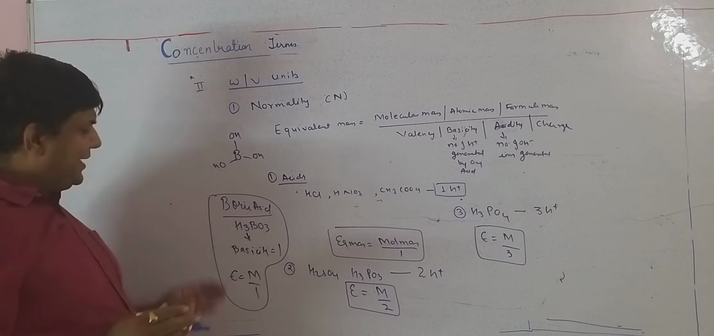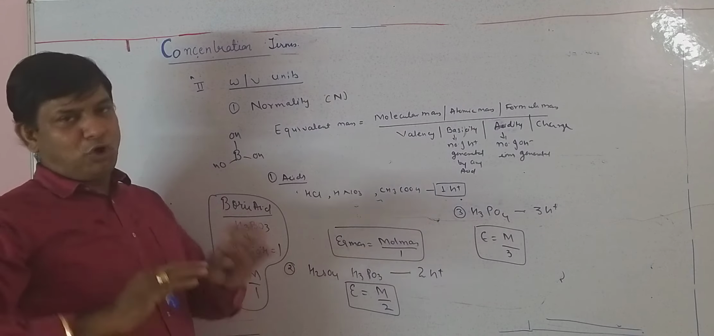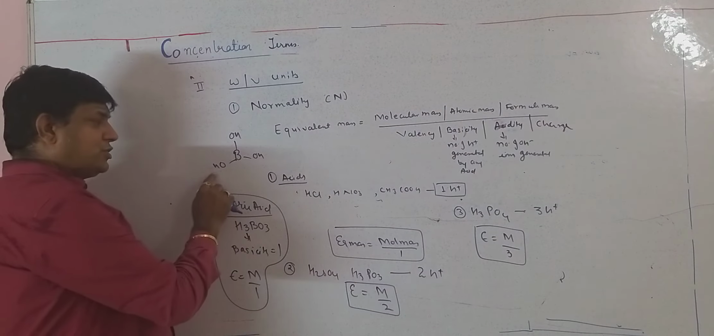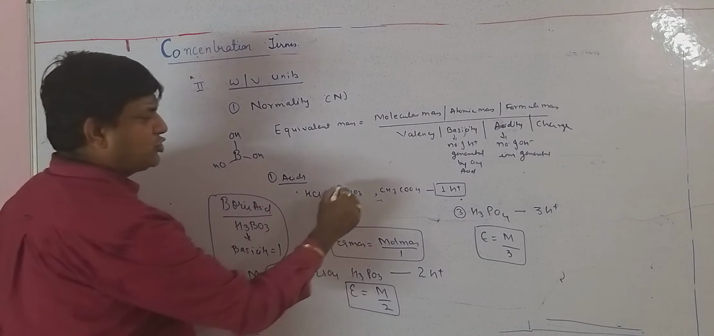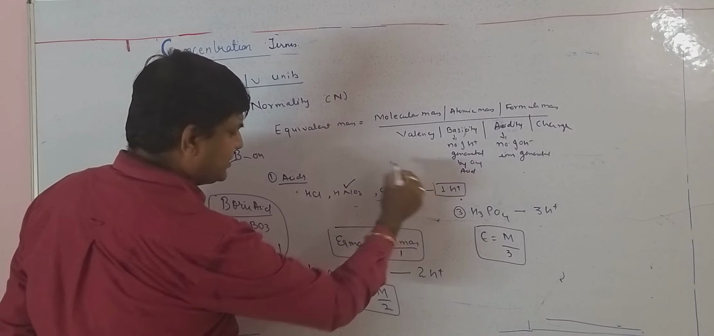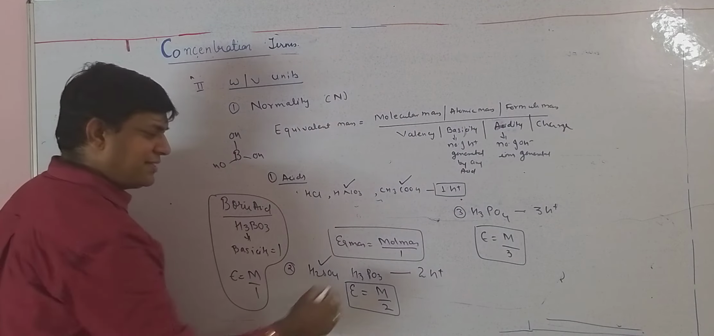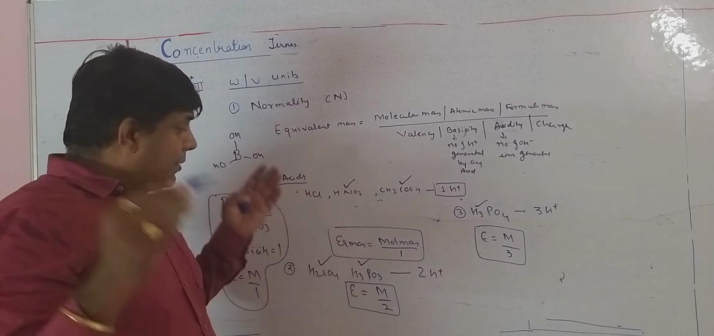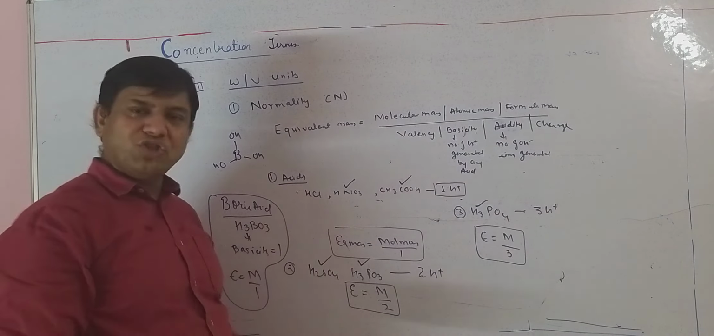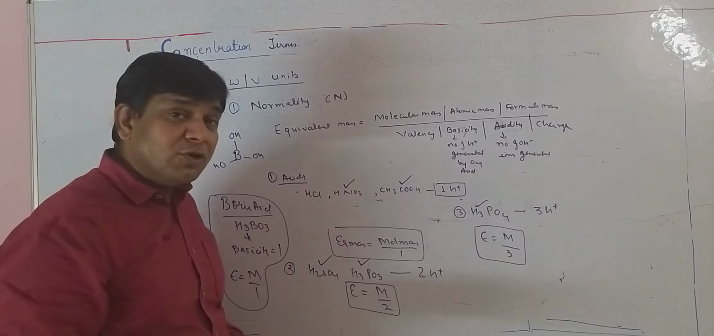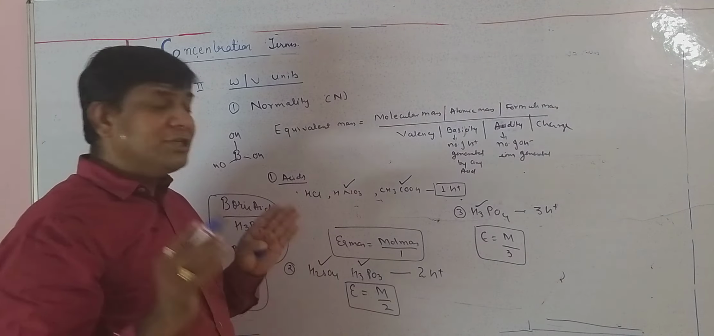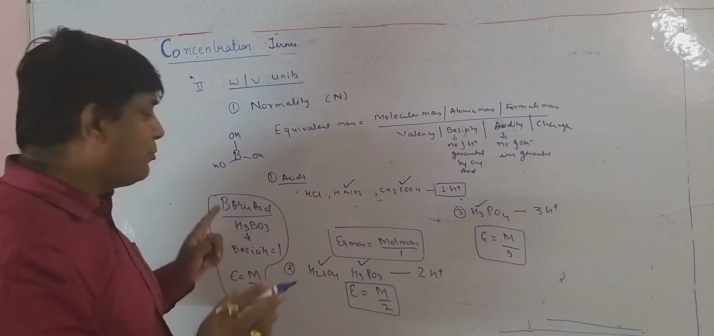Now generally this applies in the case of oxy acids. What are oxy acids? Compounds which have hydrogen, oxygen and a non-metal. Boric acid is also an oxy acid. And in the case of an oxy acid, the number of replaceable H plus ions is equal to the number of hydrogens which are bonded to oxygen.